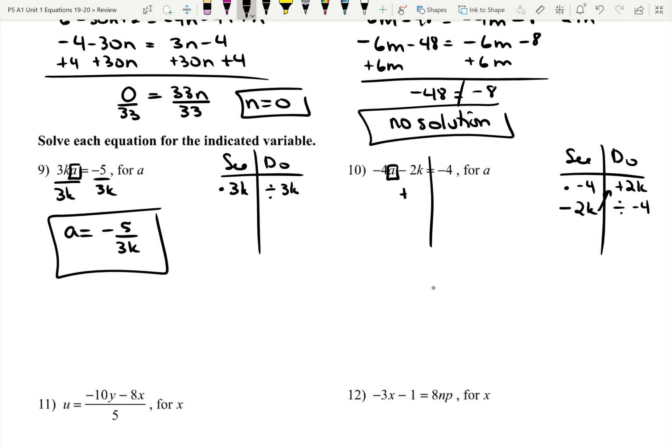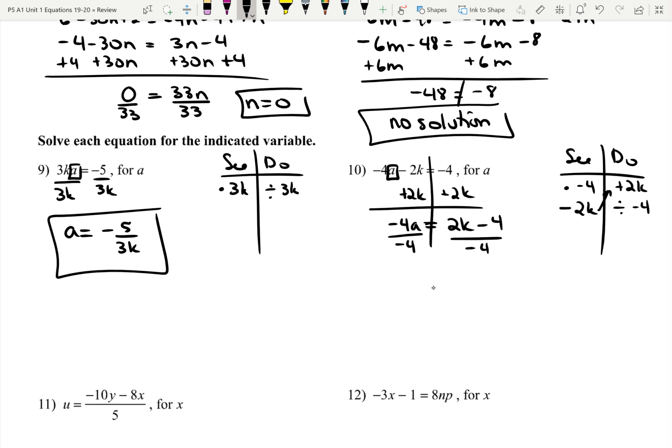So starting on our to-do list, we're going to add 2k to each side. On the left, that leaves us a negative 4a. On the right, we can see that negative 4 and 2k are not like terms. We can't actually combine them. You can either write them in the order of negative 4 plus 2k, or you can say 2k minus 4. Either order would be acceptable. Next, we're supposed to divide by a negative 4.